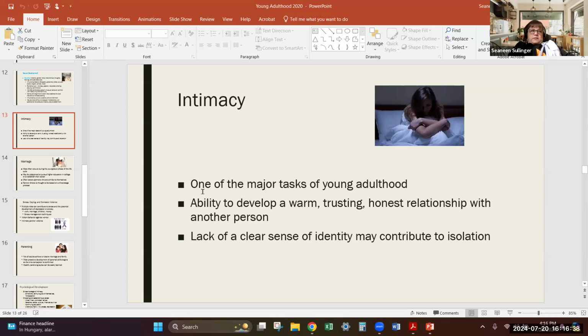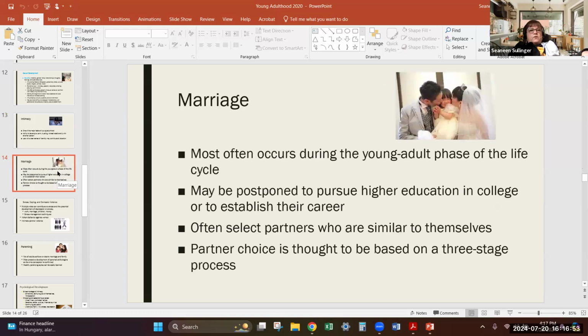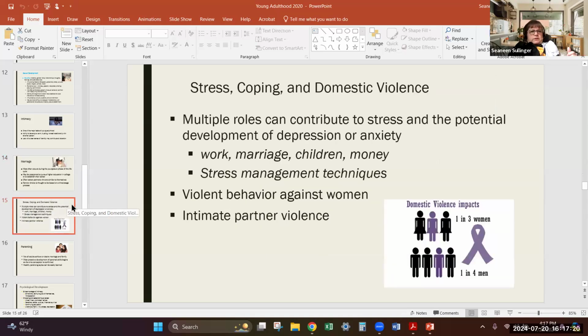And intimacy, those kind of relationships, it takes practice and takes commitment. It doesn't mean you have to stay in that relationship forever, necessarily, but it takes a lot of work. So marriage, a lot of people are opting not to get married these days as well. But if you are pursuing education, then maybe you postpone marriage. You often will select somebody that's very similar. Sometimes you'll choose someone that is very similar to one of your parents. And there's many things that go into choosing a partner.